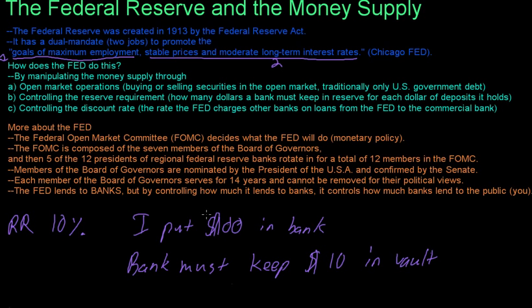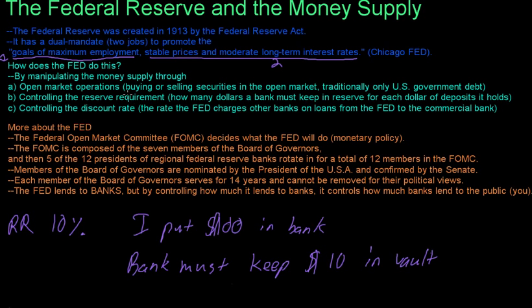And then also by controlling the discount rate. The discount rate is the rate that the Fed charges other banks on loans from the Fed to that commercial bank. So the Fed doesn't lend money to people like me or you. The Fed lends money to banks, and then banks lend money to people like me or you. But the Fed decides what it charges a bank to lend money. And so if the Fed says, we're going to charge the bank 10%, then the bank says, we're probably going to have to charge person A or person B more than 10% because we have to make a little bit of a profit. And so we'll see how that plays out more in the next video also.